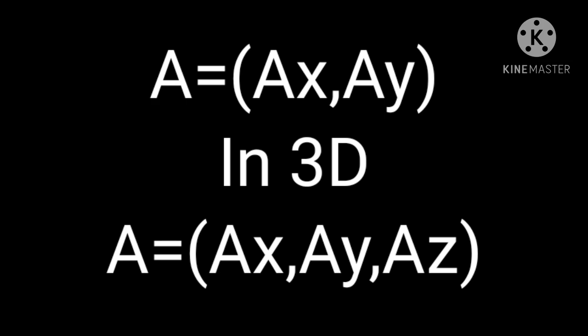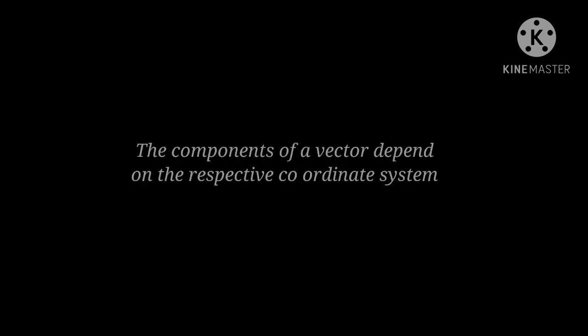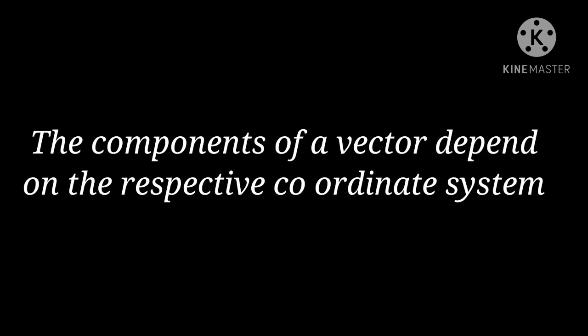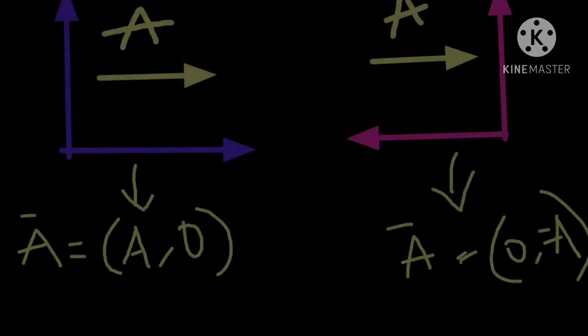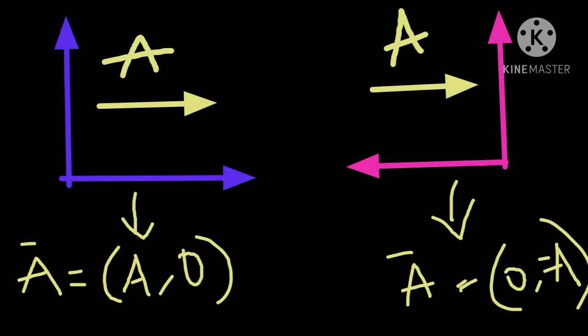However, the components of a vector A depend on the coordinate system that we use. To prove this, we consider the two cases as in the figure. You can see the vector A in two different coordinate systems. One is the xy coordinate system and another one is the x dash y dash coordinate system.